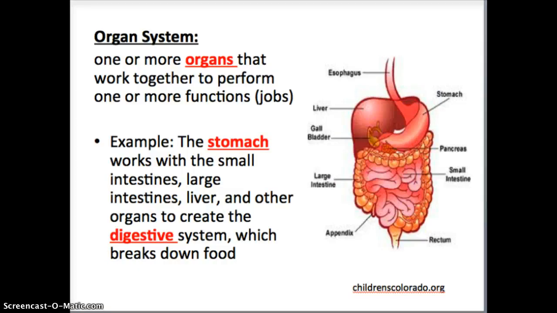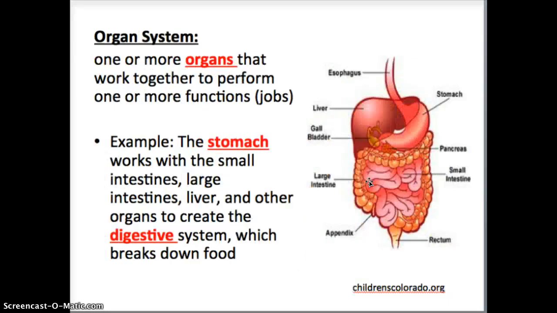An organ system is when one or more organs work together to perform one or more functions. So, that stomach that we just talked about, well, it's an organ that works with other organs. It works with the liver, gallbladder, intestines, pancreas, esophagus. All of these work together for one function, and that is to digest food. This is called the digestive system. And all these organs work together to help extract the nutrients and energy from food.